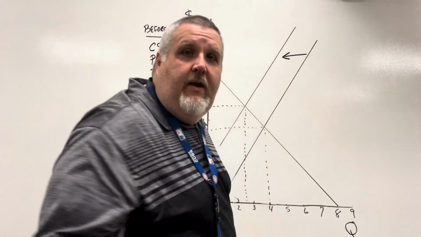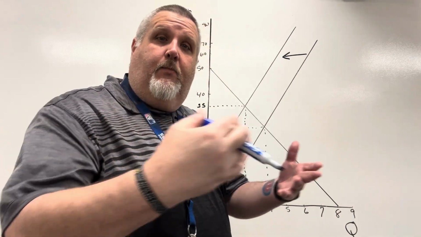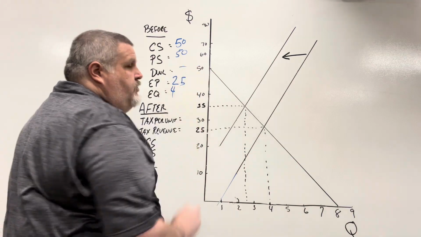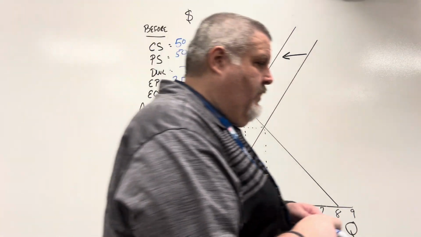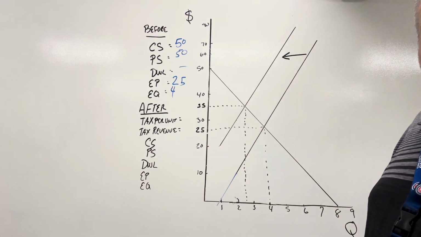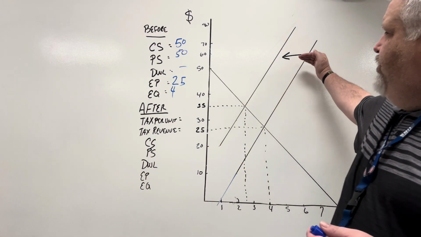We don't have any because this is prior to the tax, and so we are at an efficient level. So there's no deadweight loss. Let's take a look at what happens when we have this one instead, okay? This one, we're going to shift it in.